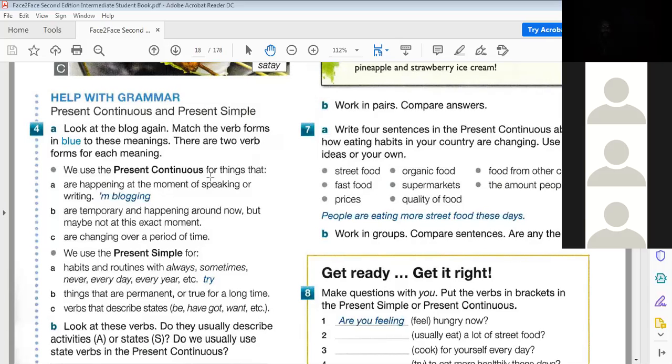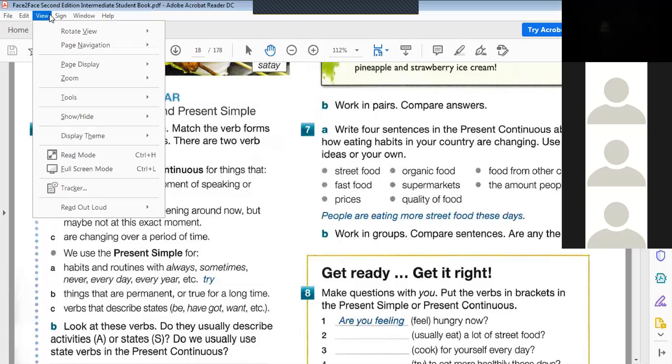period of time. So what we want to do now is go back to the blog. We want to go back to Steve's blog. And what I'd like you to do is find all the present continuous sentences, and classify them depending on how the present continuous is used.